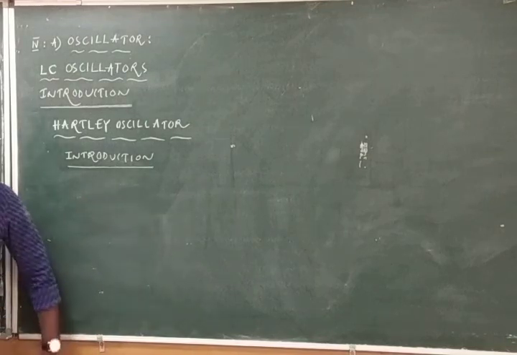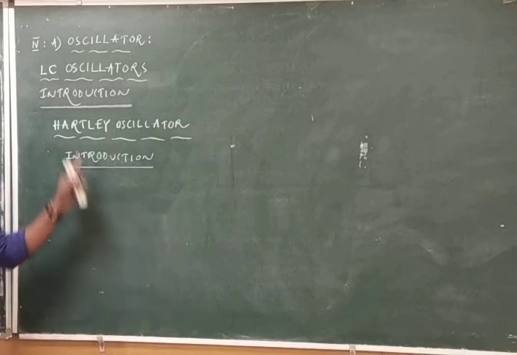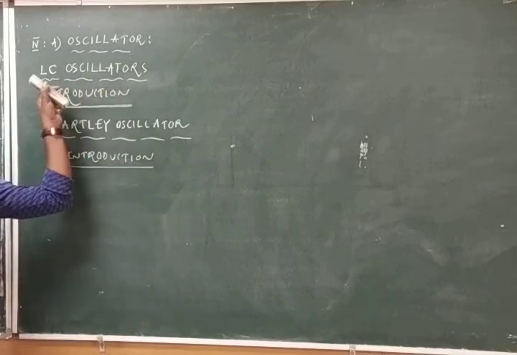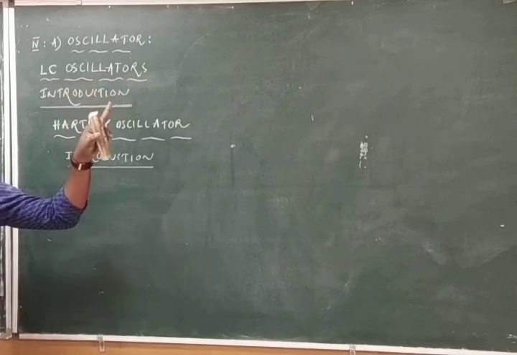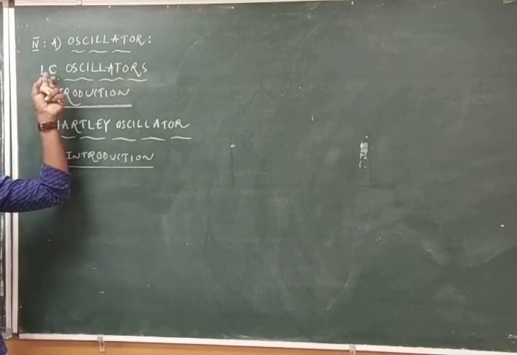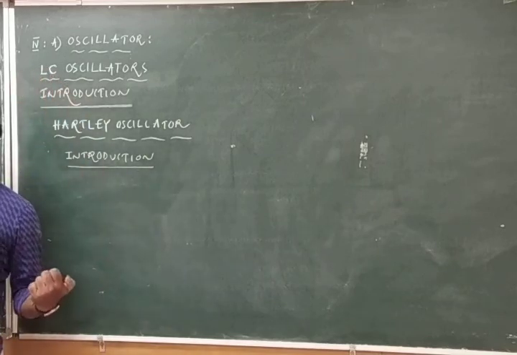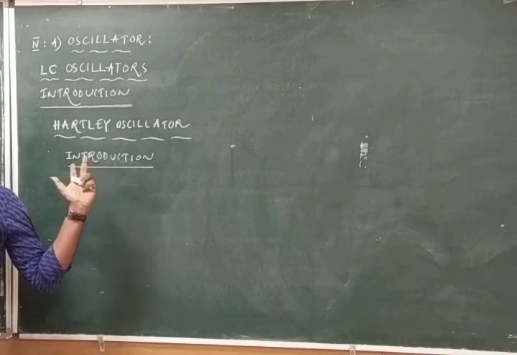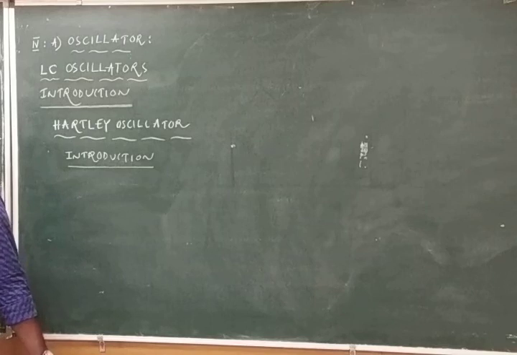Then I am going with the introduction. Nothing new is there. It is the LC type of oscillator. Which type of feedback is employed? Positive feedback is employed, and it is designed with L and C components. How many L's are used? Two inductors and one capacitor, so it is named the LC oscillator and Hartley oscillator. Introduction is completed.